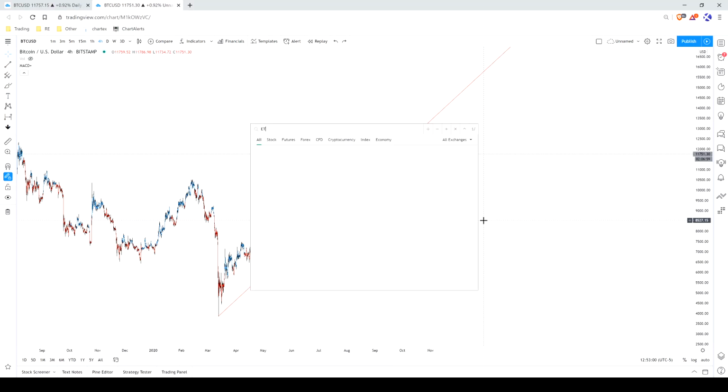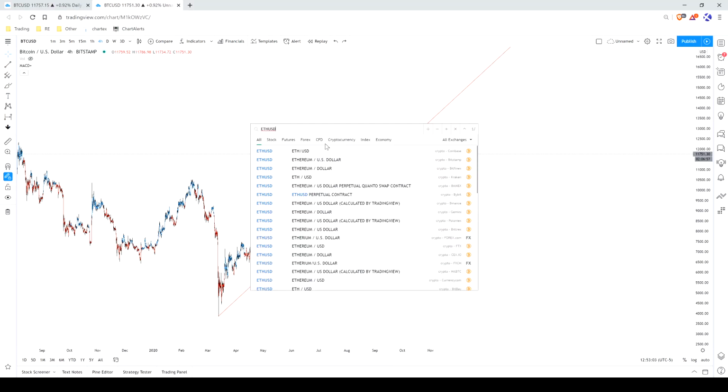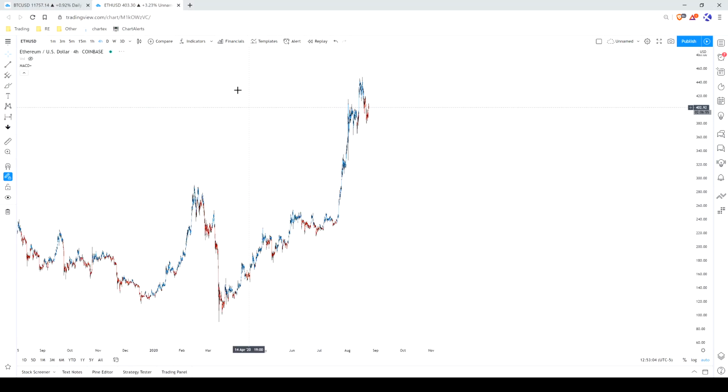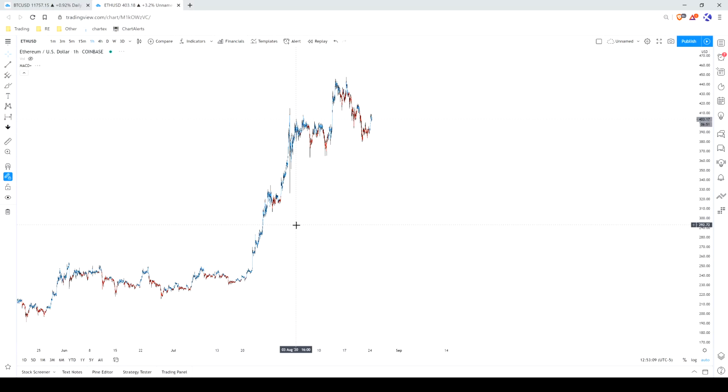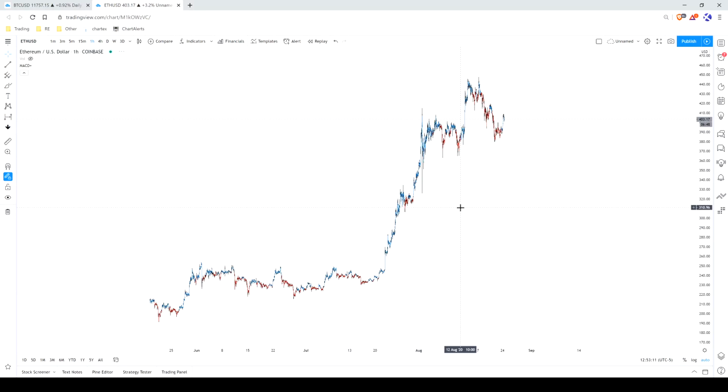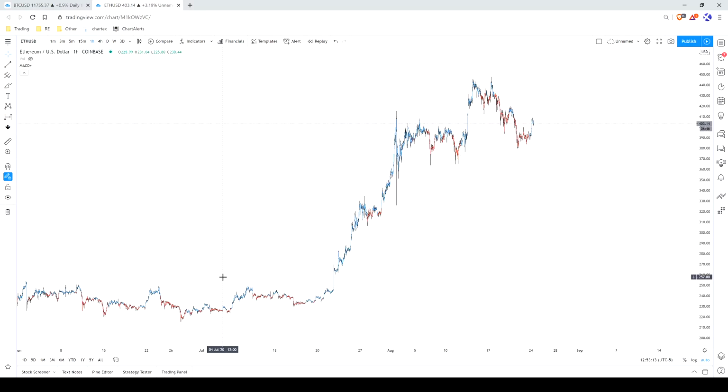If we go look at Ethereum, we had a series here. For me, it's possible that this series is broken.